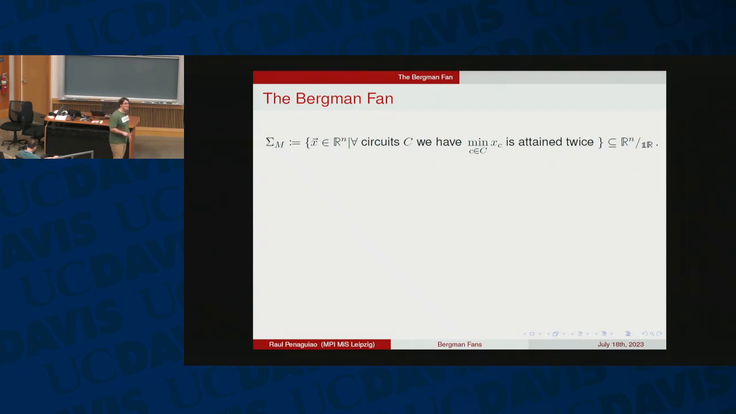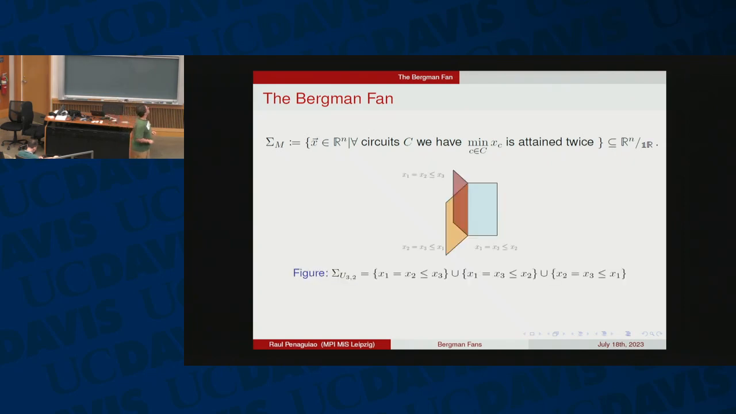Now, I can recognize this does not mean a lot to many of you. So I plopped in the definition, which is some weird requirement on minimum of cycles attained twice. So this is why I have a picture, because I don't like just presenting definitions. And what I want you to remember is that the Bergman fan is going to be a fan. Perfect. It's in the name, so it's hard to forget that.